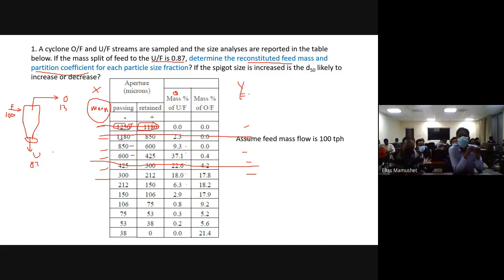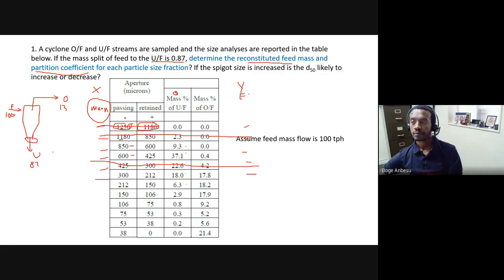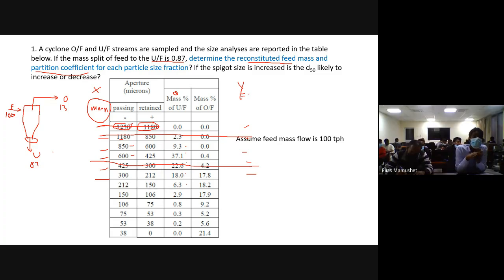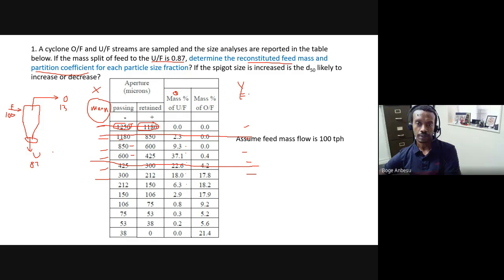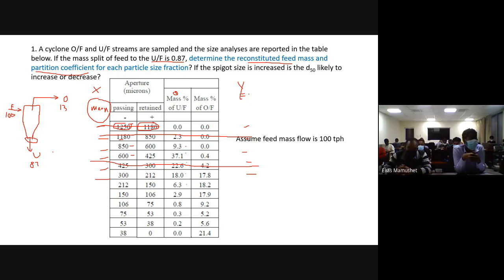Okay, I have two questions regarding these problems. The first question is, how can you calculate or estimate the mass split of the feed if it's not given? Without this information, how can you calculate it?